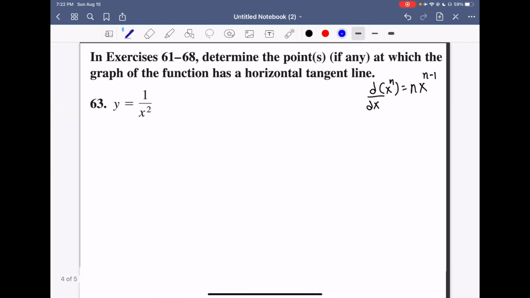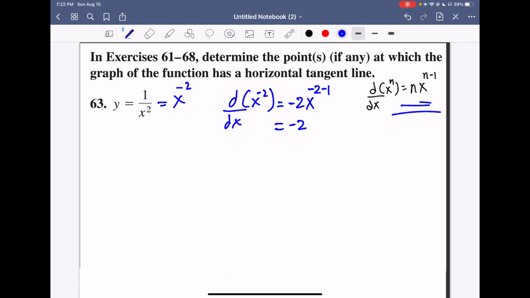So this is problem 63, y equals 1 over x squared. And here we have the definition for the power rule. So at this point, I'm going to rewrite it. So I'm basically bringing in the x as a negative power. So when I do take the derivative of x to the negative 2, we get negative 2x to the power of negative 2 minus 1. And therefore, we get negative 2x to the negative 3.